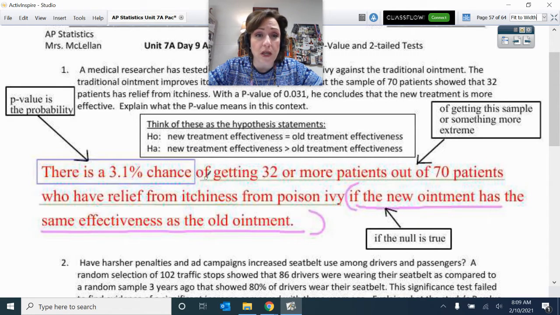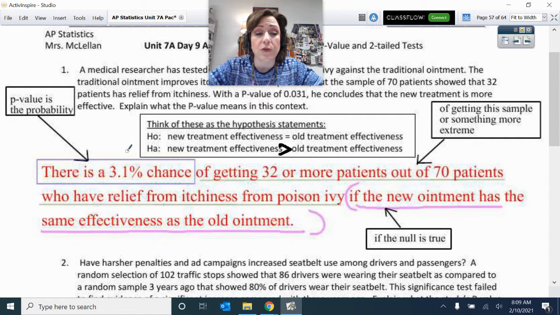The tricky thing sometimes is putting it in context. So this one, of course, with a p-value of 0.031, that's a 3.1% chance. And we want to talk about getting this sample, so of getting 32 or more. How did I know "or more"? Well, it had to do with the fact that the alternative was a greater than. Because we were seeing if the new treatment is more effective than the old, the probability of getting 32 or more patients out of the 70, in context, who do what? Who have relief from the itchiness of poison ivy.